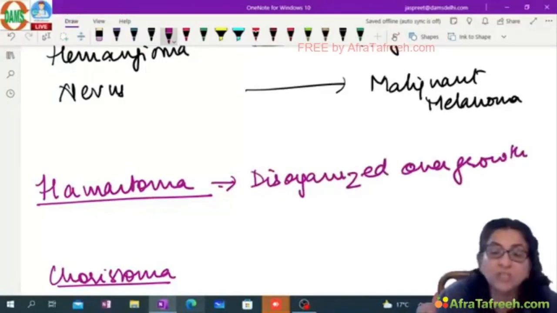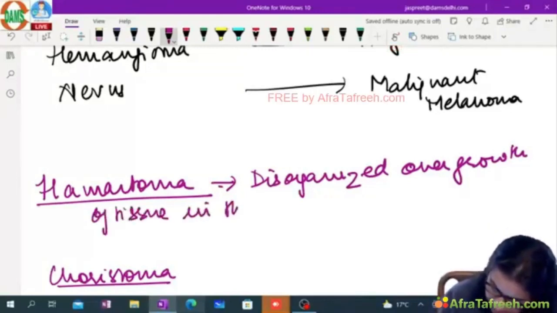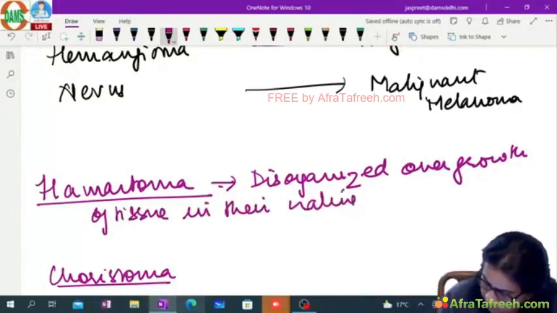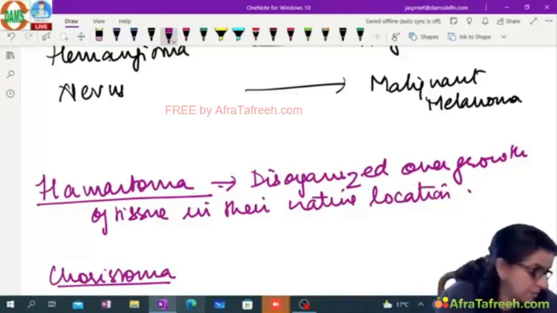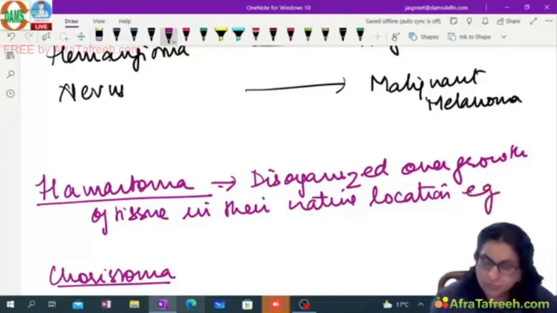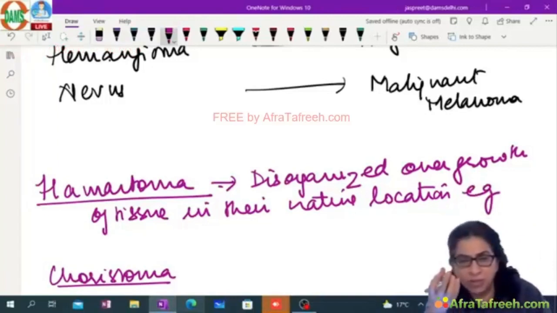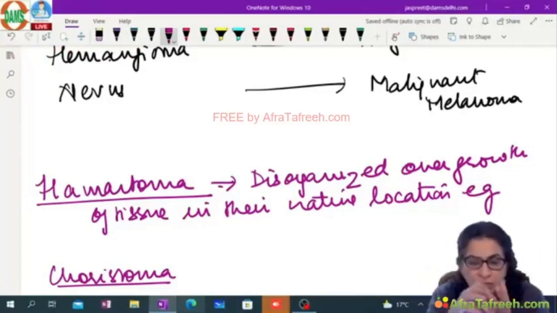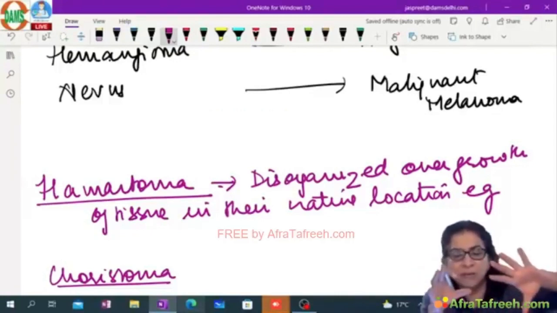Overgrowth. So, it's an overgrowth, but disorganized overgrowth of tissues in their native location. So, wherever the tissue should be, it is there in the right place. But there is a disorganized overgrowth of the tissue in the place. So, example of a hamartoma is, we have hamartomas in the bronchus. If you look at a bronchial hamartoma, it's an overgrowth; in this overgrowth you will have whatever the normal bronchus has. All those things will be there.